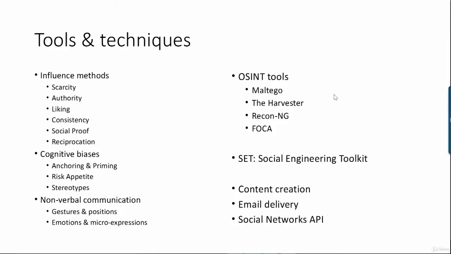So let's first look at the psychology behind all this. I will try to make it really quick because there is a lot of information to cover, but let's go one by one through those influence methods. So these are what they are called. These are literally psychological principles that let one person influence other people. They are based on our similarities.